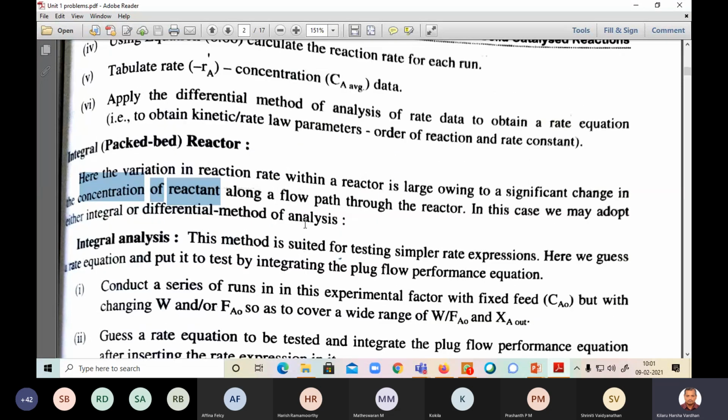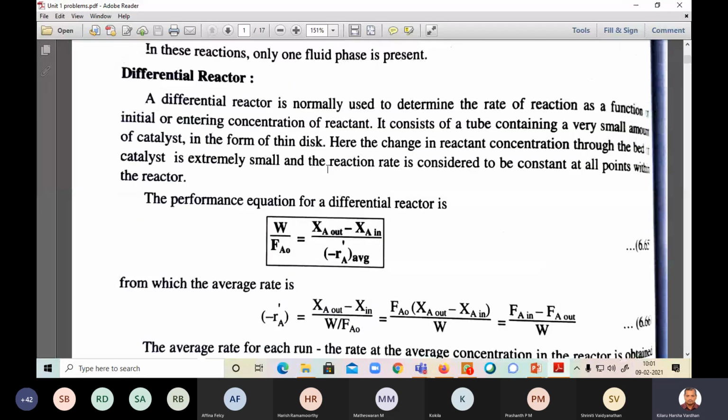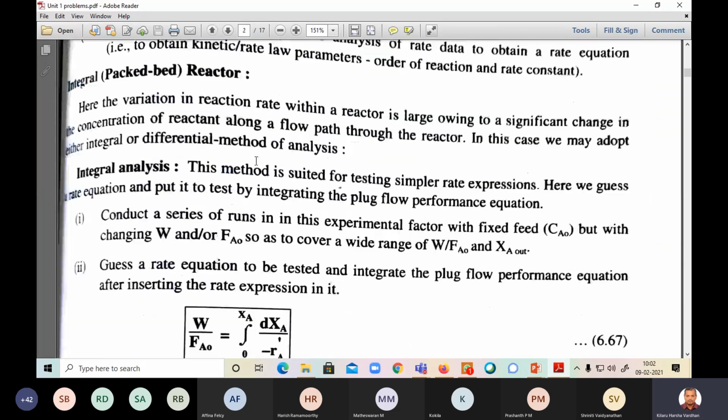In the differential method of analysis, we are assuming there is not much significant change of the reactant concentration along the length, because the amount of the catalyst is very small and it is formed like a thin disc. That is what we are assuming. But in the integral method of analysis, we assume that the concentration is varying along the length of the reactor, just like your plug flow reactor. Since the integral method is used, we call this the integral plug flow reactor.